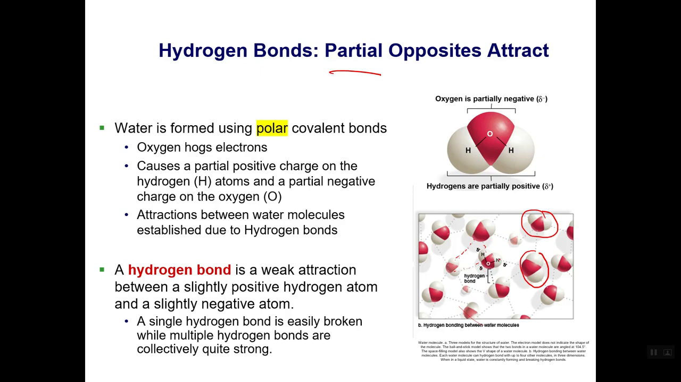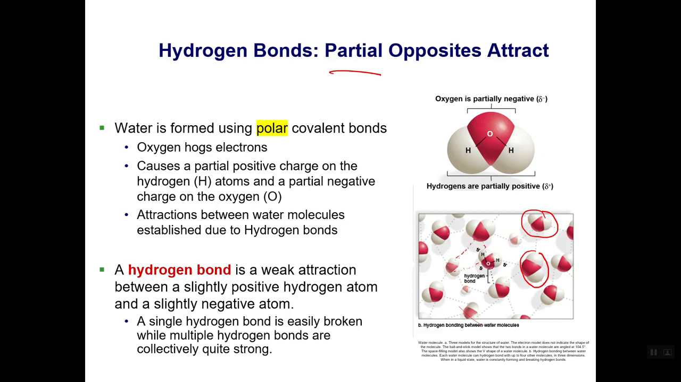There's a partial positive here on this hydrogen. There's a partial negative on this oxygen. So that partial positive and partial negative is attracted to one another, and that attraction is a hydrogen bond. It's represented by these dotted lines. And so you can see those dotted lines in between every single hydrogen and oxygen of another atom.